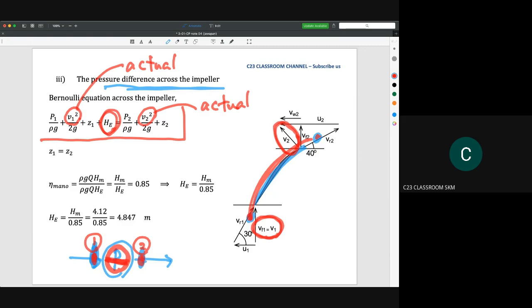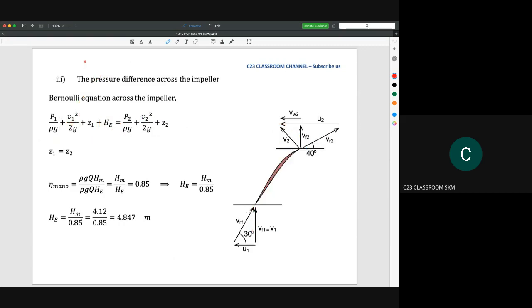Okay, so we try to fulfill this Bernoulli equation. What the question asks is to calculate the pressure difference, so the value of P here we do not know. We need to calculate the value of P2 minus P1. So we need to know the value of velocity and the value of Euler head.